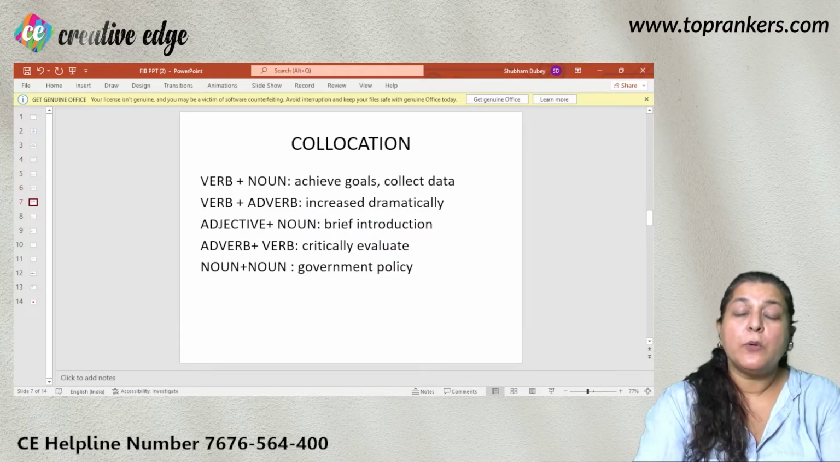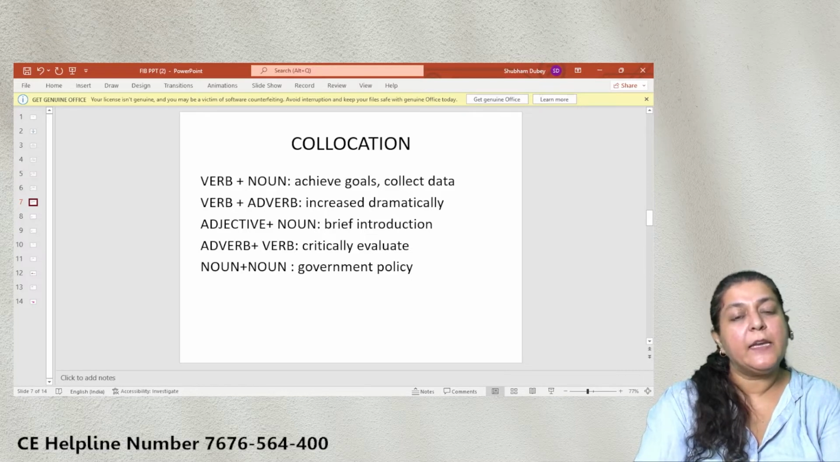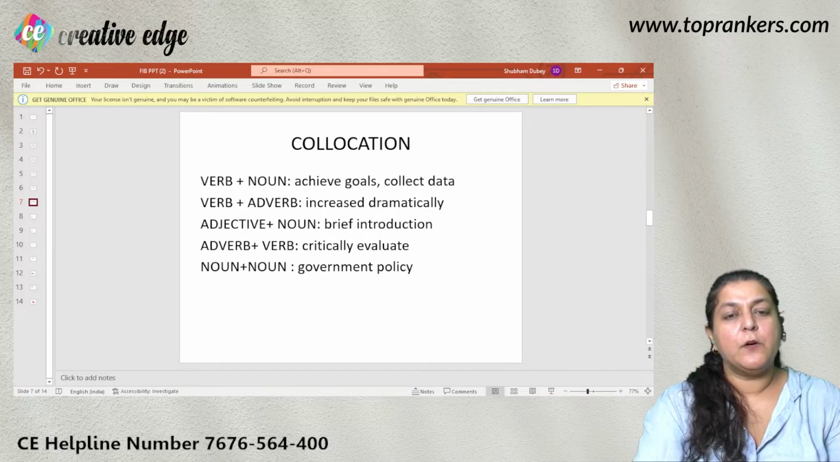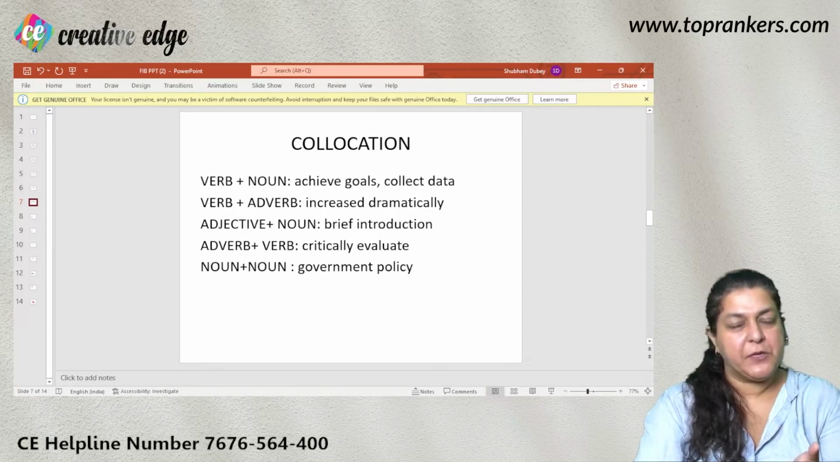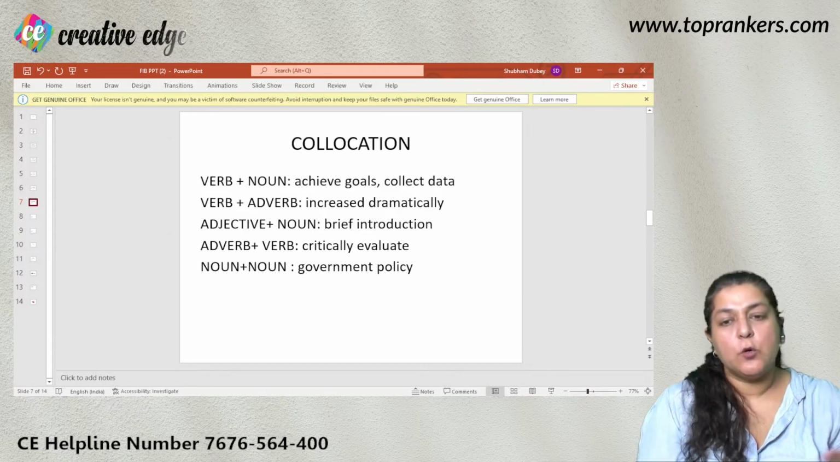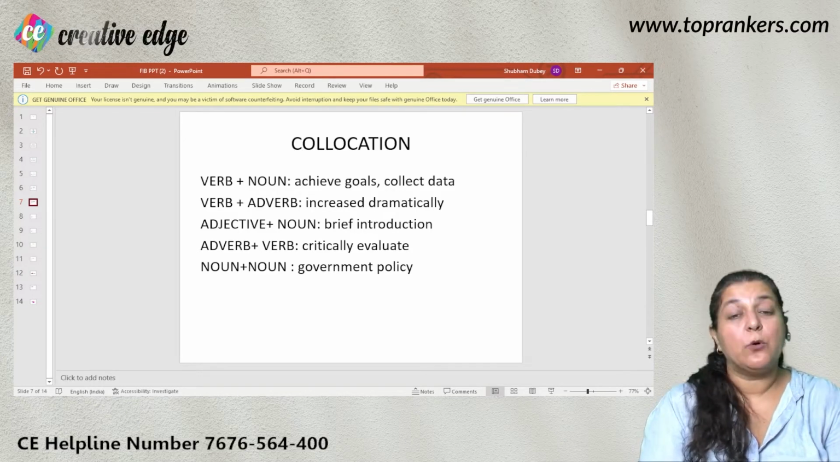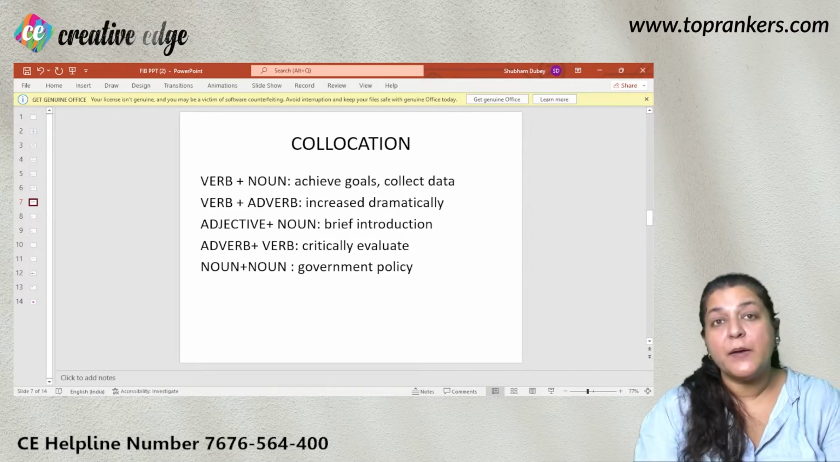Yes, now collocation. When I say collocation, you will realize that a lot of words form sentences when they are in a particular format. So what happens is that a verb is usually combined with a noun. So it could be "achieve goals." That's how it is used. Typically, it would be your verb and adverb pair.